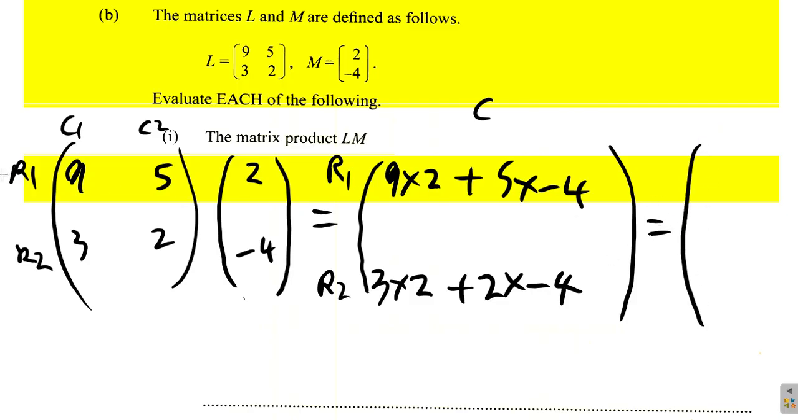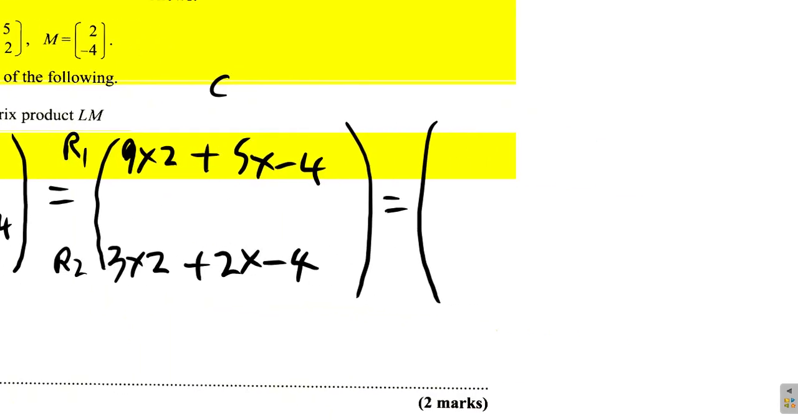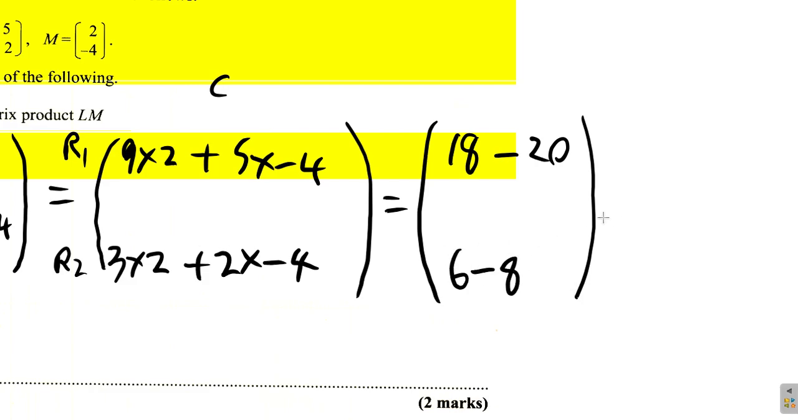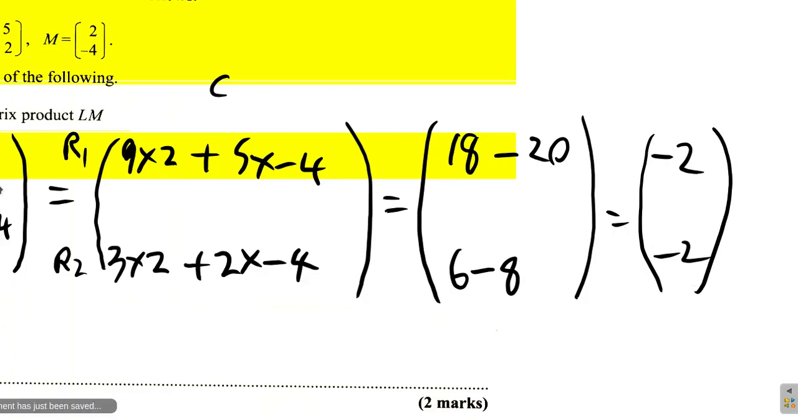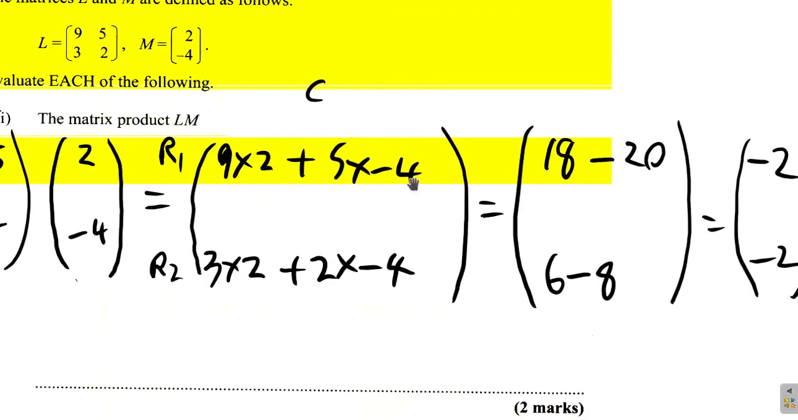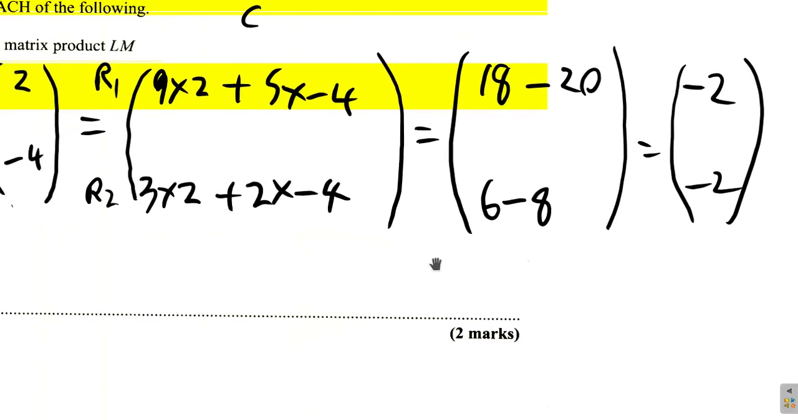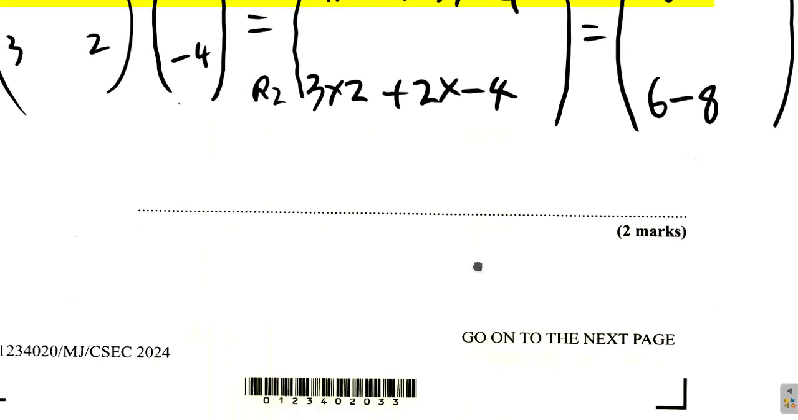So what you get then is 9 twos are 18, minus 5 fours are 20. And then 3 twos are 6, minus 2 fours are 8. So the answer you get is negative 2, negative 2. So that's the answer. The product LM is [-2; -2]. See that?